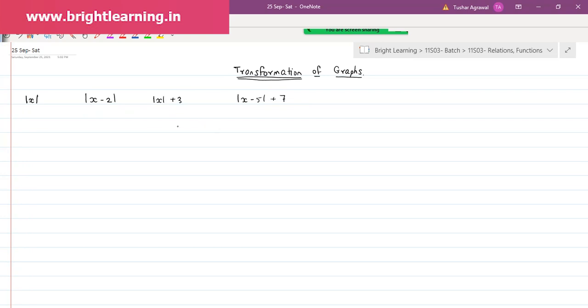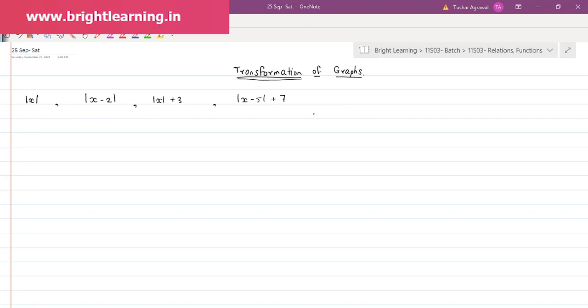So this is called graph transformation. How does the graph actually behave? These are slight changes in x that we are making. In the basic function, slight changes we have made. Mod x was my basic function, the mod function. In the mod function, slight changes about the x point we have made. So how the graph behaves, this we will study in this chapter, transformation of graphs.